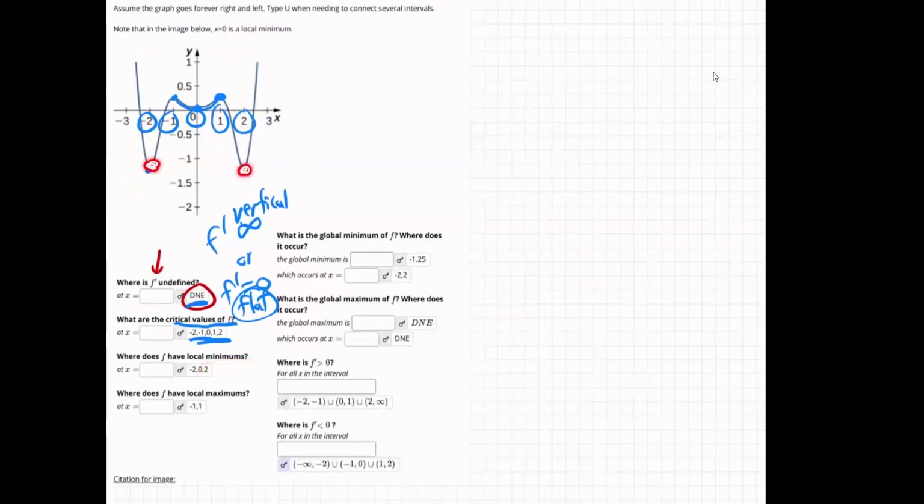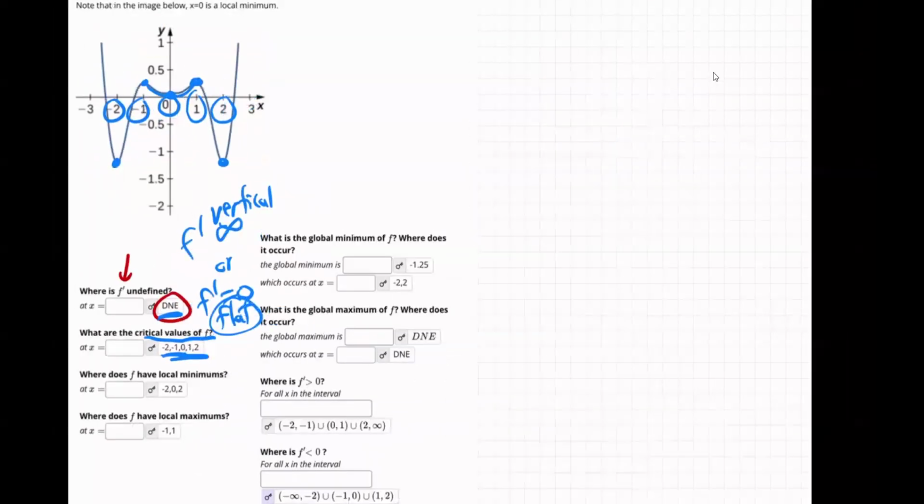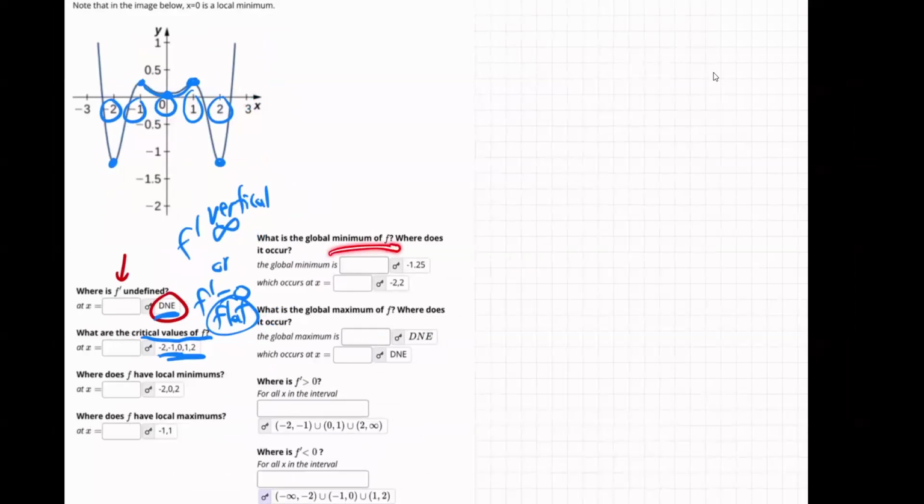Okay, where does f have a local minimum? That'd be right here, -2 and +2. Oh, and 0. And 0. Those are all minimums. Maximum, -1's a max, +1's a max. There we go. What is the global minimum? Now, global means overall, not just local, not just in its vicinity. So, what is the lowest point on the graph? Well, it's about right here, and that looks like it's -1.25, right? It's halfway between -1 and -1.5.